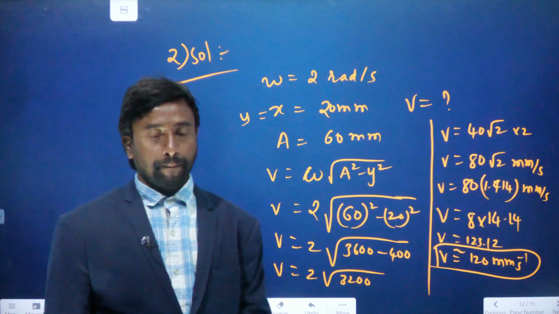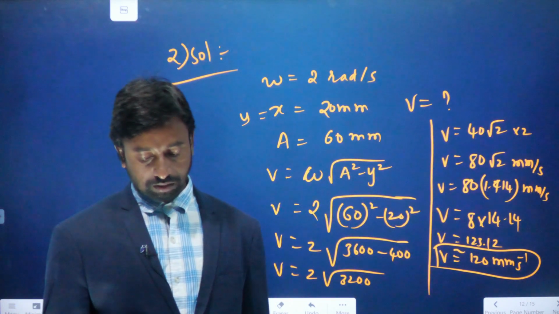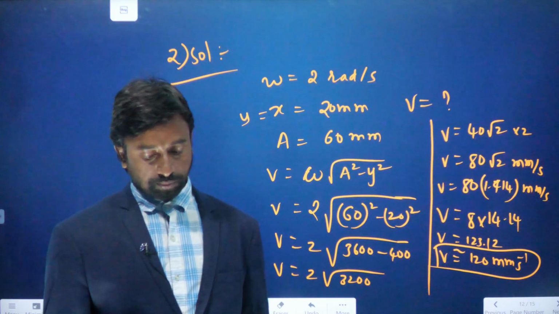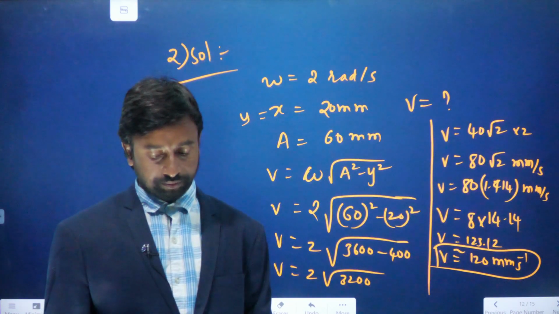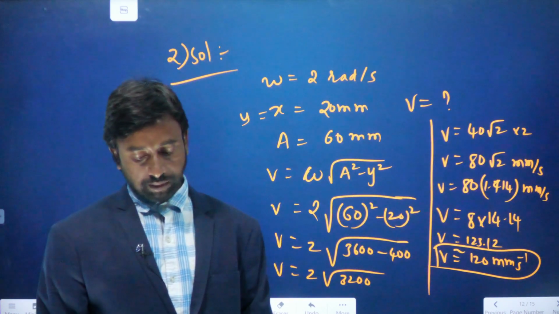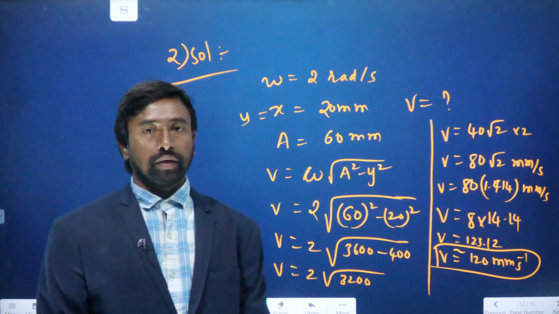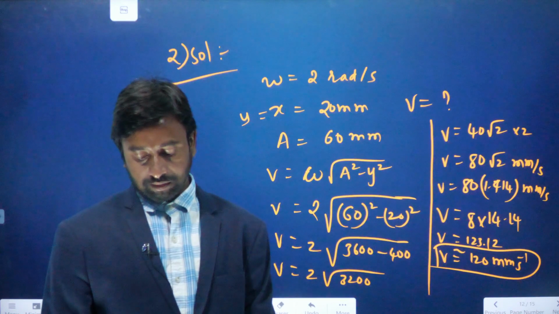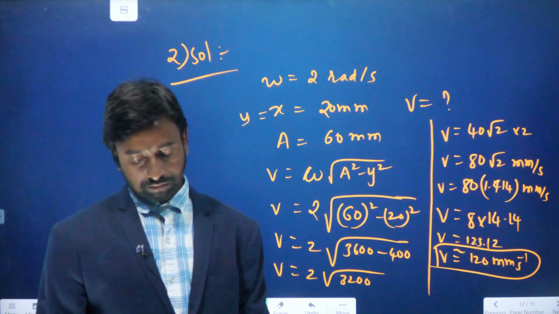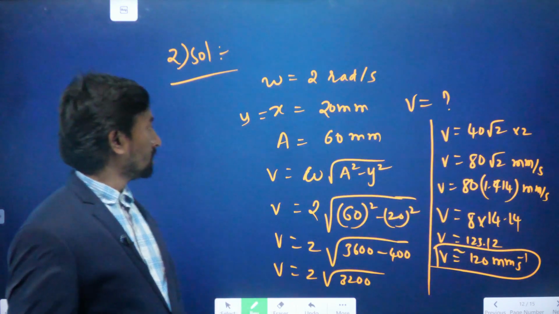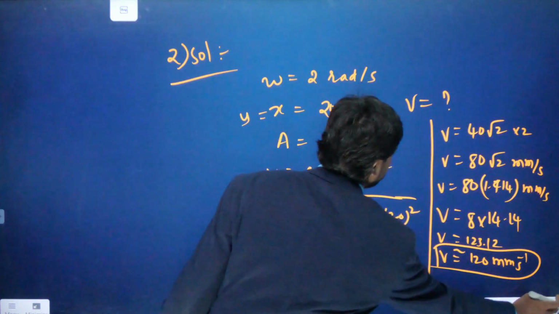Third question. The velocity at the mean position of a particle executing SHM is V. The velocity of the particle at a distance equal to half of the amplitude is asked. Half of the amplitude means A2 is equal to A by 2. So we need the velocity at half of the amplitude. We will use the general velocity equation we got earlier.